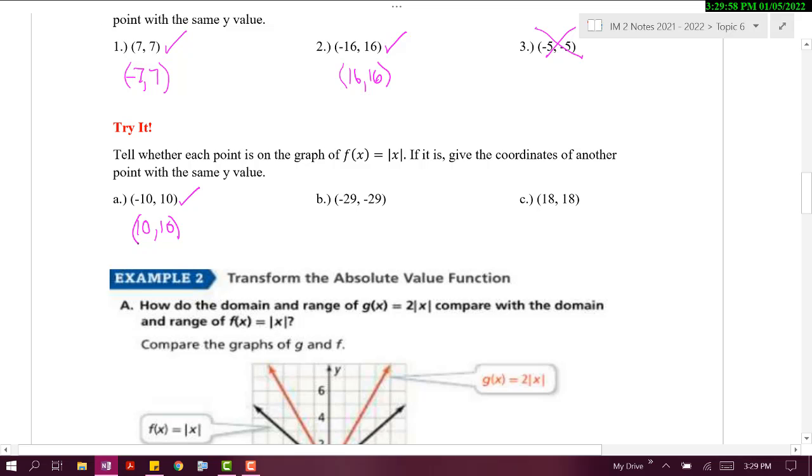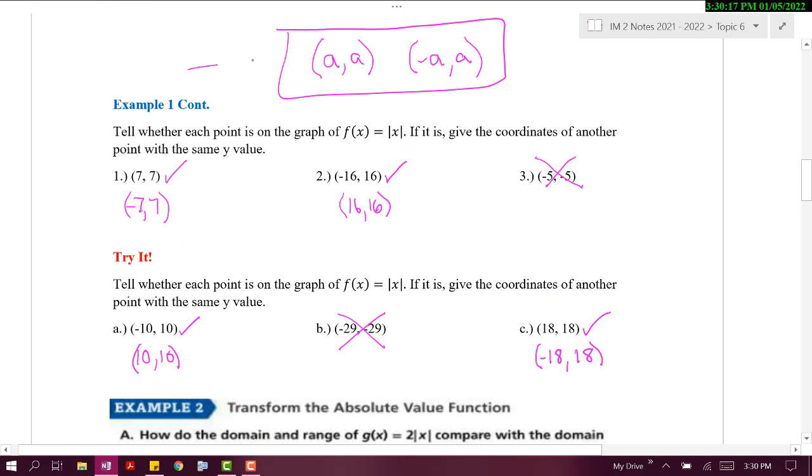Negative 29, comma negative 29. No, we can't have a negative 29 for our y. Our range was 0 and up. And 18 and 18, yep. Our other one would be negative 18 and positive 18. Because again, these are really the only options.